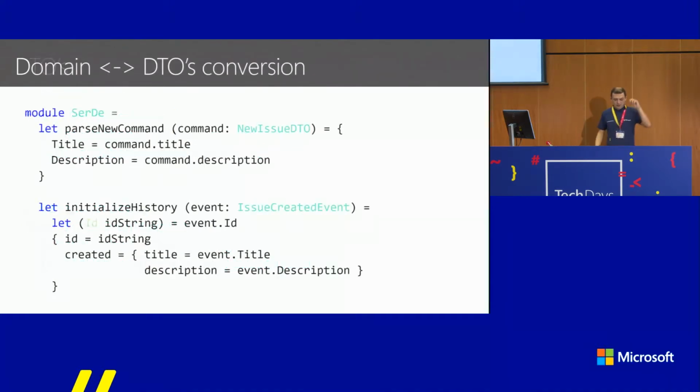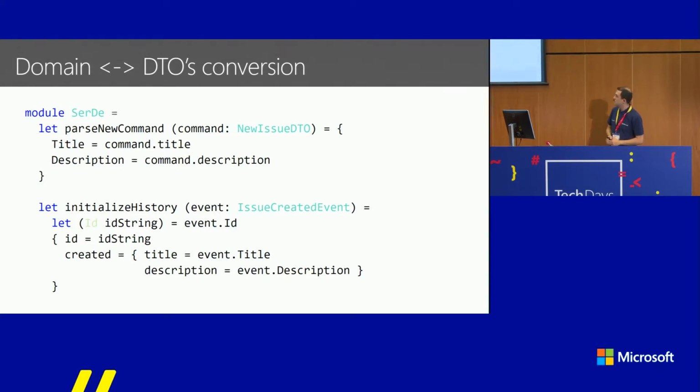And then I define a module, serialization, deserialization, with functions which are quite straightforward. We have two functions here. One is parsing a DTO and producing a command. It's just copying properties for now. And then initialize history goes the other direction. It gets the domain event and it produces a DTO to be stored in the database.